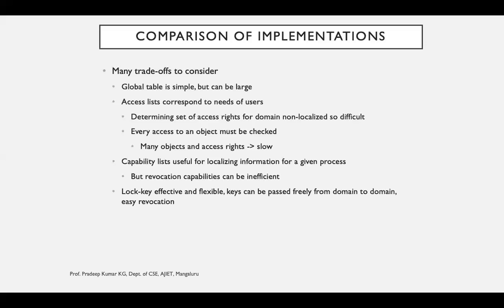Second, the access lists are based on the needs of users, because each user may not be given access to all the objects. With an access list, we have a list against each object with the domain name and rights set or permissions. So determining a set of access rights for domains is non-localized, and it is very difficult. It is very difficult to determine what access rights can be given for which objects, or which objects can have access permissions for which domains. Identifying this is very difficult.